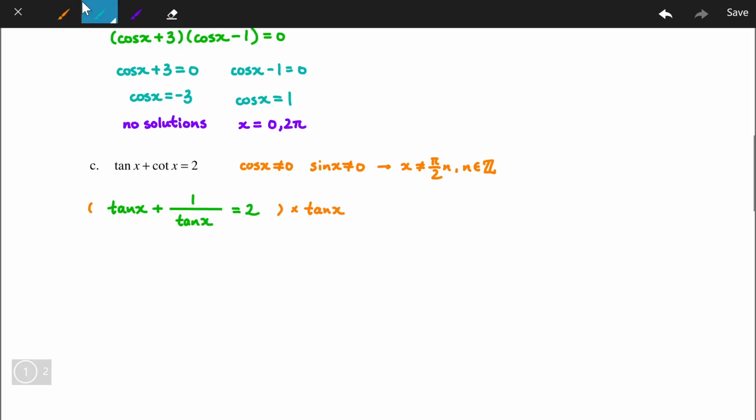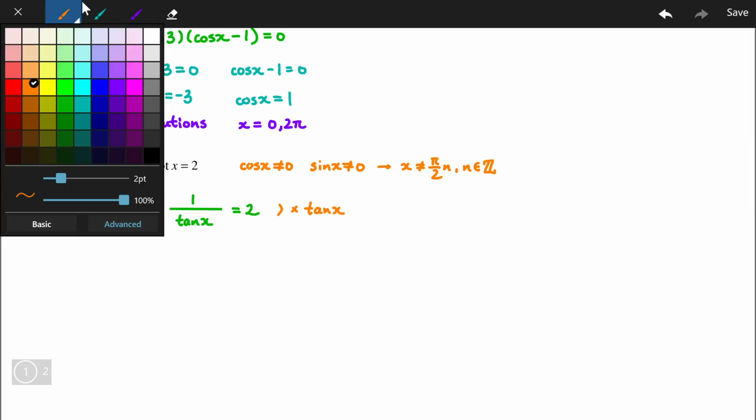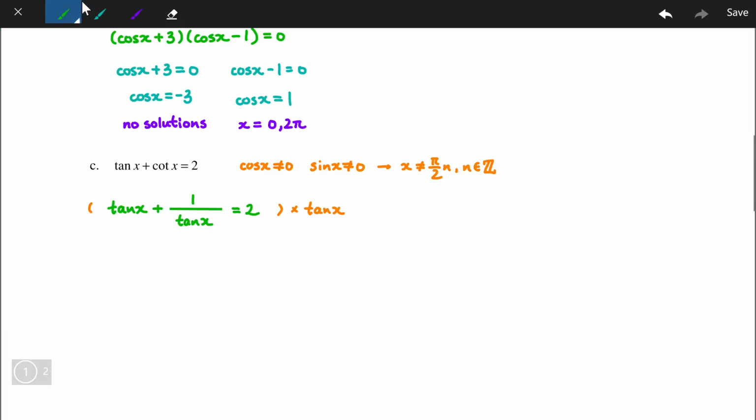So that will leave us with, the first term becomes tangent square x. Tangent x times tangent x. The second term becomes just 1, right? Because tangent x over tangent x is just 1. And we already dealt with the restrictions. And the right-hand side is going to be 2 times tangent x, so 2 tangent x on the right-hand side. From there, we can have a quadratic expression in terms of tan x, or tangent x. Let's move everything to the left-hand side.